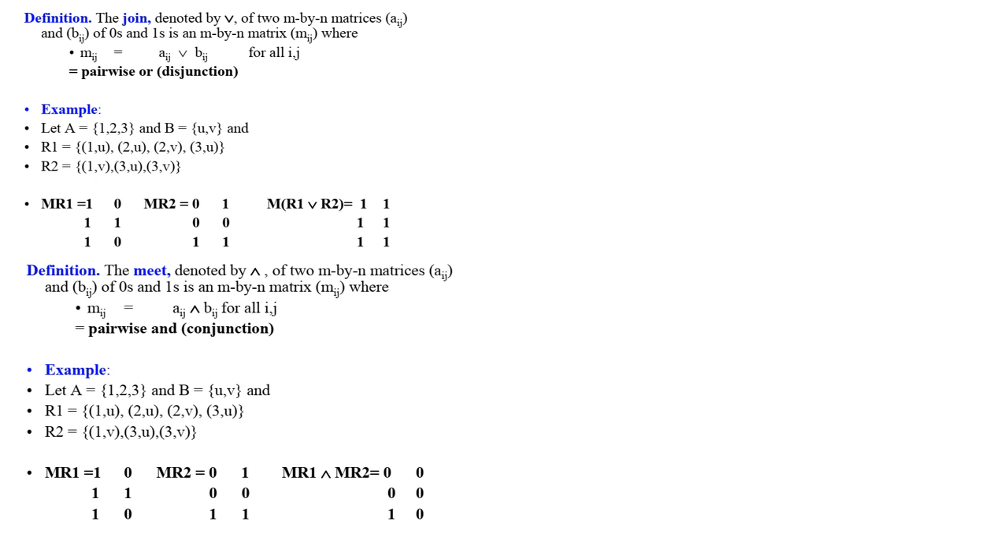Now, before we move on to the next topic, where we perform the relation operations with the help of matrices, we have to understand two operations. One is called the join operation and the other is called the meet operation, right? Now, the join operation, denoted by this symbol, is basically a pairwise OR operation. I believe you are also studying Boolean algebra, logic design. So there you must have studied two basic operations. One is the OR operation and the other is the AND operation.